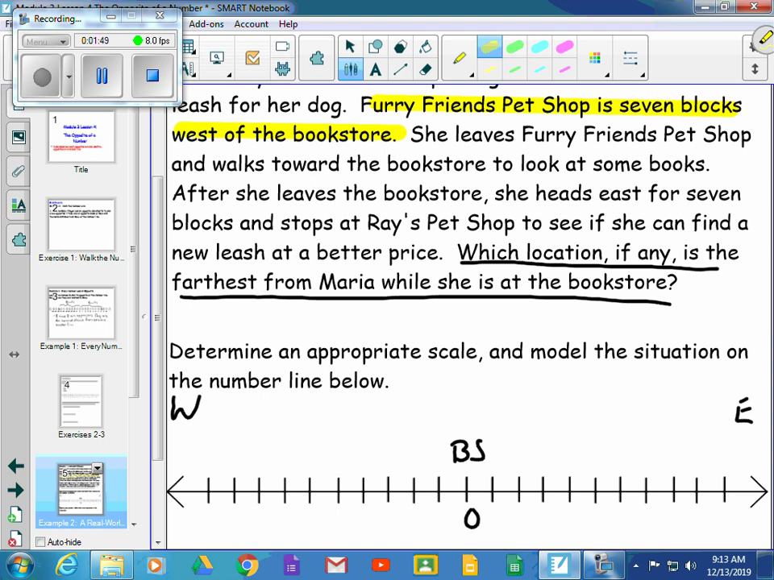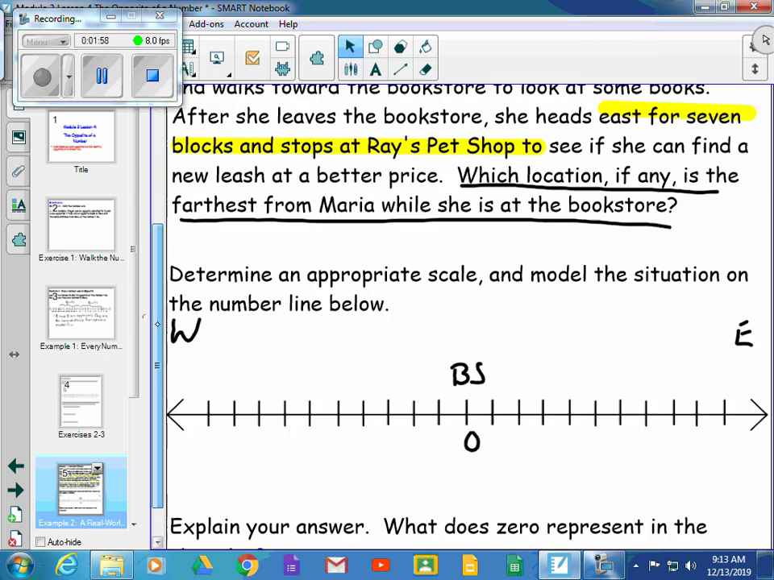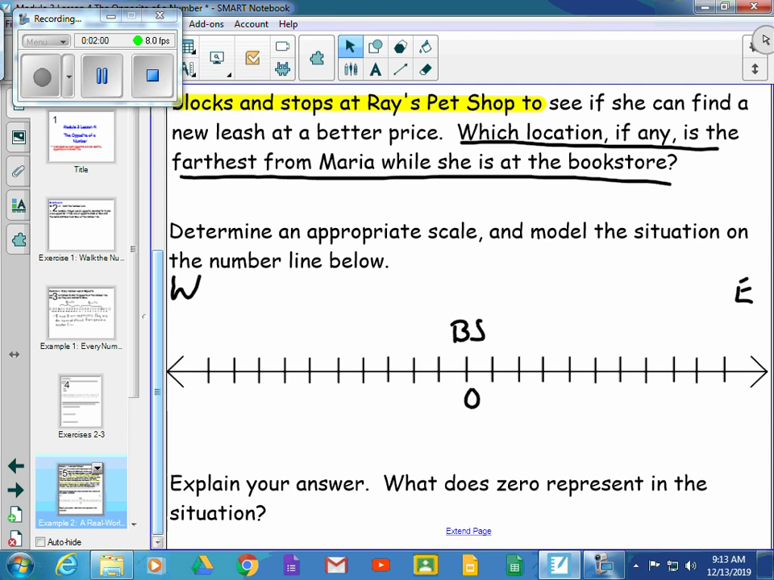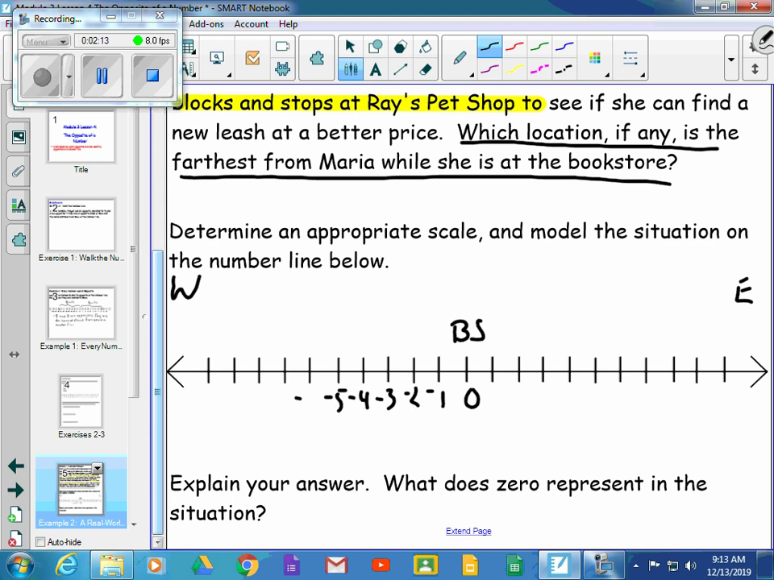And they tell us that she goes east from the bookstore and stops at Ray's. Now, if we want to first locate where Furry Friends is at, we got to go 7 places to the west of the bookstore. So that would give us 1, 2, 3, 4, 5, 6, 7. Furry Friends would be at that location right there.